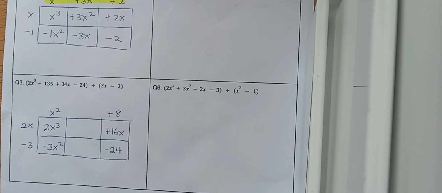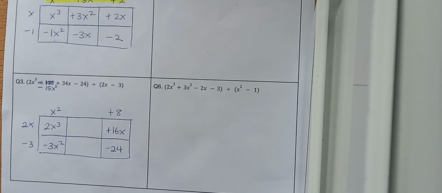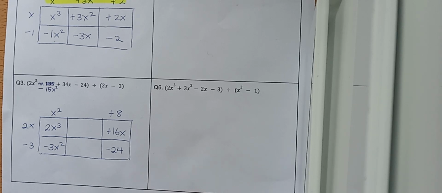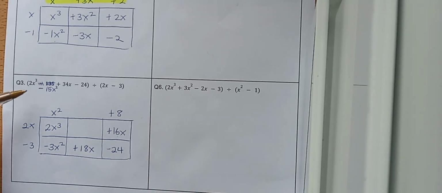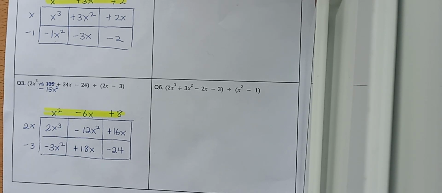Oh, I've just noticed a typo in the question. So go back up here, and this should actually read minus 15x squared. Okay, let's keep going. Now that that's fixed, I'm aiming for plus 34x. I've got plus 16. I need plus 18 to bring me up to my required value. And I want minus 15x squared, so I need minus 12x squared in that position. And then I can fill in my top value. In both cases, it's going to give me minus 6x. So in this case, my solution is my quadratic factor, x squared minus 6x plus 8.